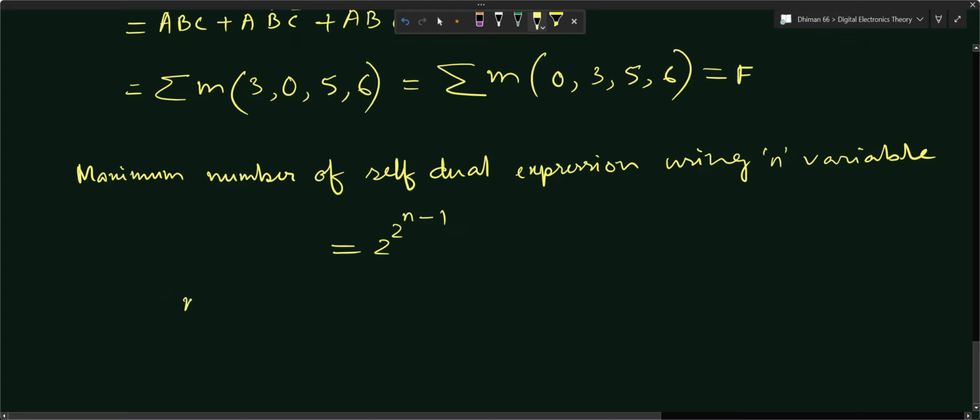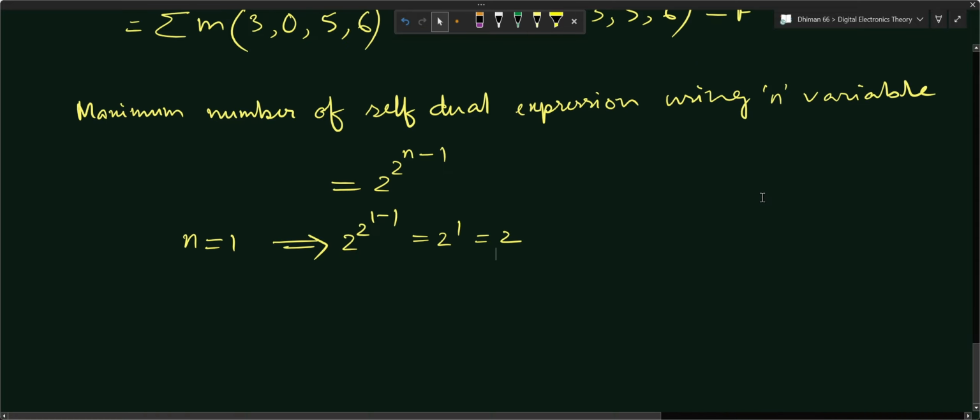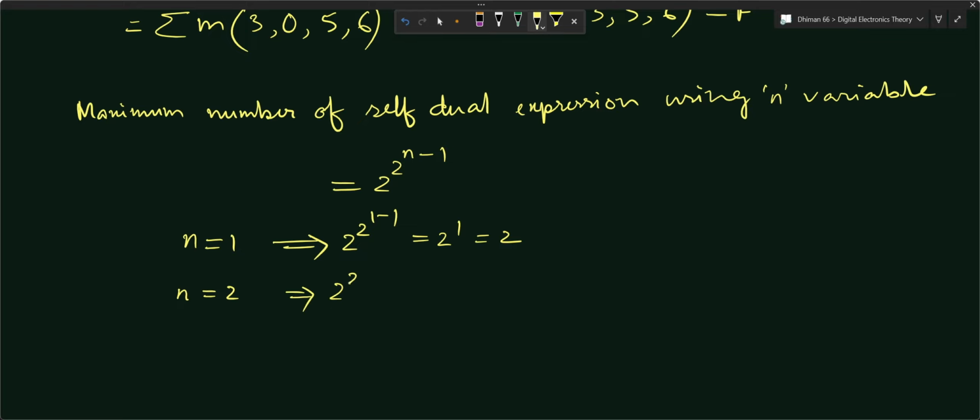So if we have n equal to 1, then the maximum number of self-dual function will be 2 to the power 1 minus 1. So this is equal to 2 to the power 1 equal to 2. So we can have maximum 2 self-dual expression for one variable function. If we have a 2 variable function, then n will be equal to 2. So here we will be having 2 to the power 2 minus 1. So this will be equal to 2 to the power 2. This is equal to 4. Okay, 2 square equal to 4.